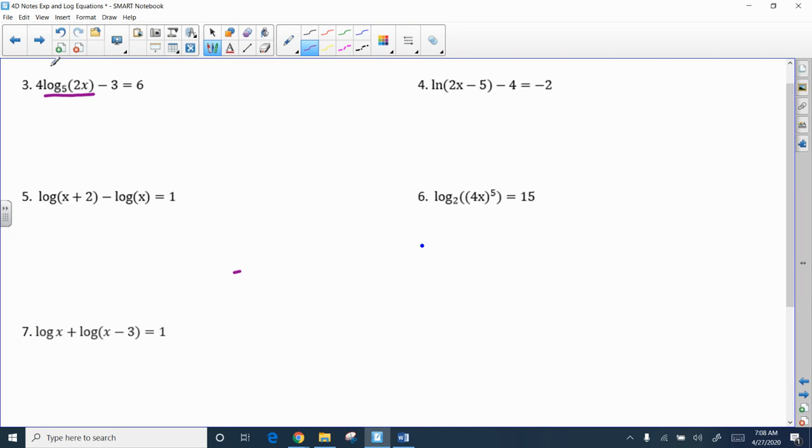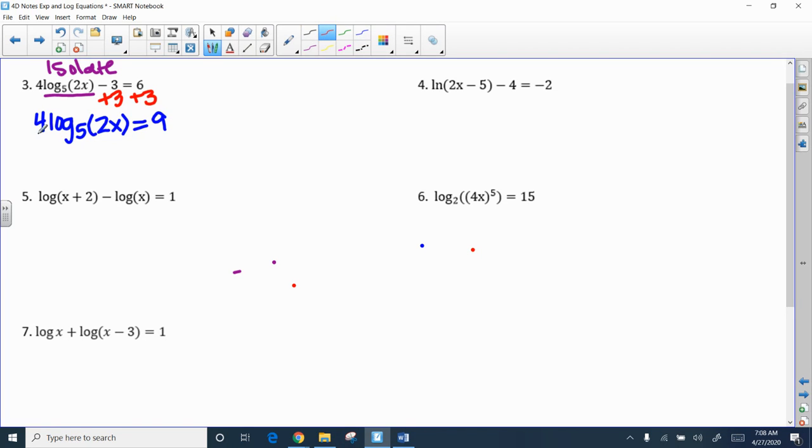If I'm trying to isolate this, the first thing we need to do is get rid of this minus 3. I also am going to need to get rid of the 4 in front, but I have to get rid of the minus 3 first. So to do that, I'm going to add 3 to both sides. Then we have 4 log base 5 of 2x equals 9.